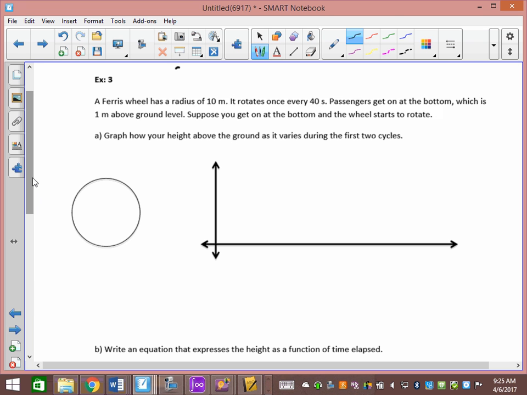Okay. So a Ferris wheel with a radius of 10 meters. It rotates every 40 seconds. Passengers get on the bottom at 1 meter. Okay, I'm drawing a base because they get on the bottom at 1 meter, right? So here's the base of my Ferris wheel. Here's the ground. I promise you, you need to do this every time. So you need to draw the circle, draw your Ferris wheel, and then you need to split it into 4.